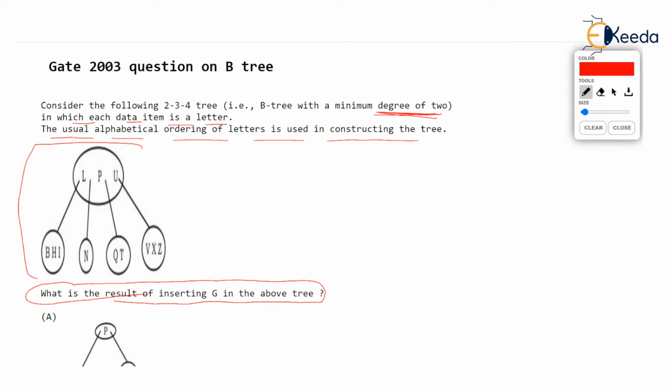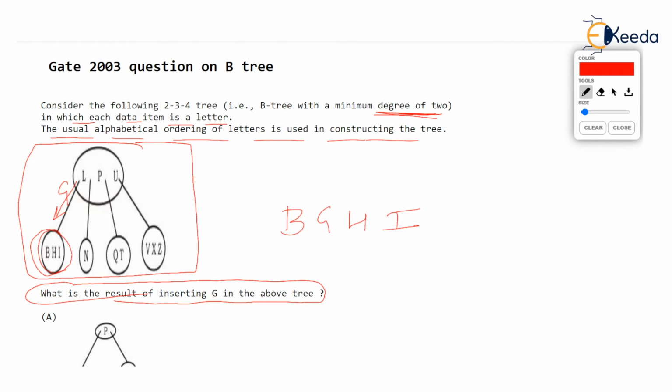Use your alphabetical order. Now G comes before L: A, B, C, D, E, F, G, H, I, J, K, L. So G is smaller than L. So G must go to the left of L. And the last node BHI is a leaf. So G must join here. Now G must join between B and H, isn't it? It should be B, G, H, I, because you know that a node must be sorted. So the node must store BGHI.